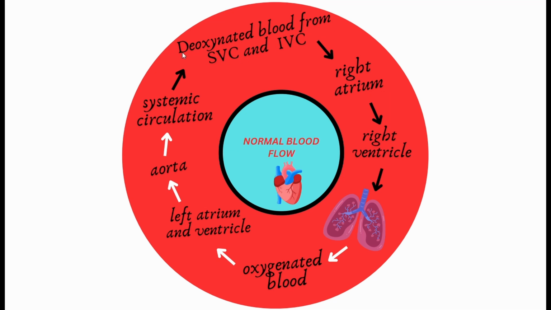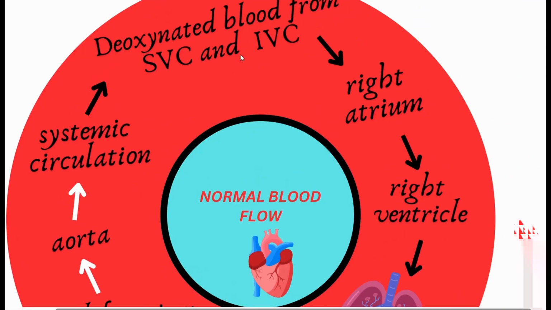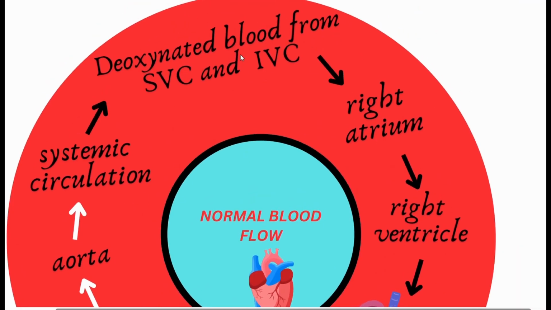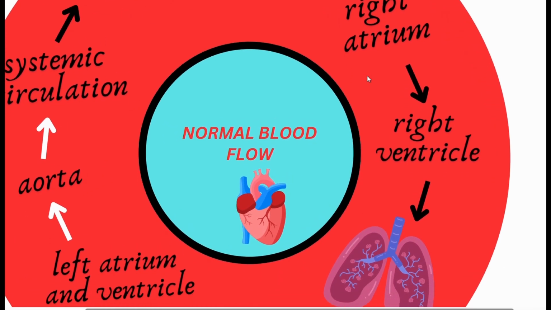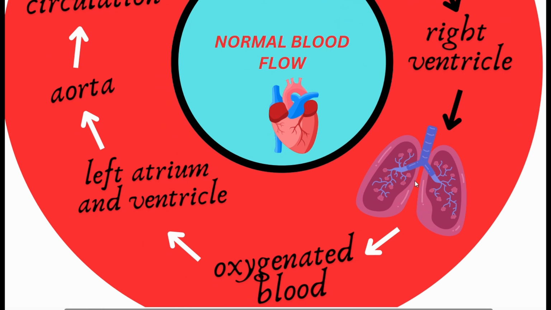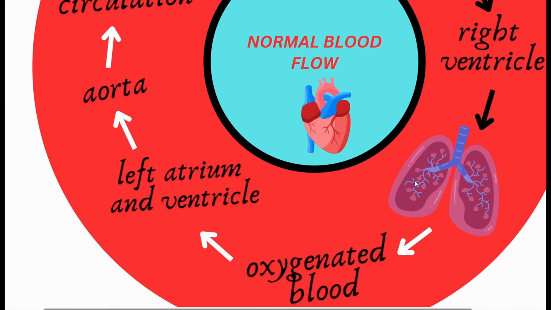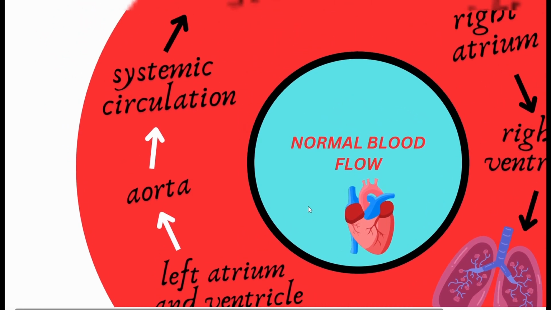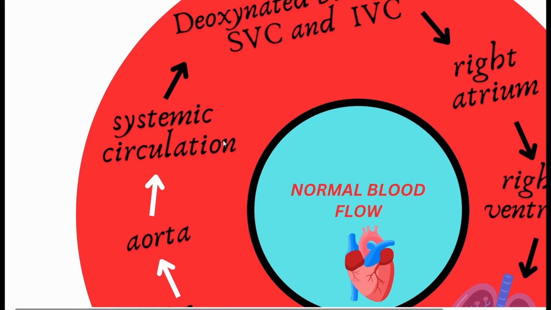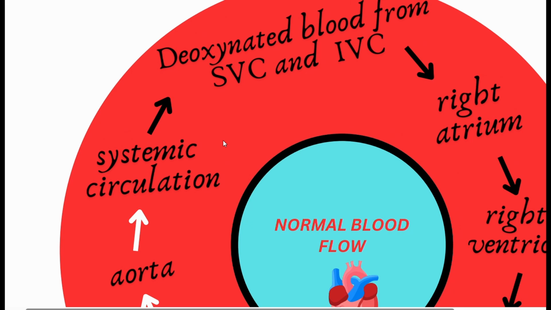Deoxygenated blood from the superior vena cava and inferior vena cava goes to the right atrium, and from the right atrium it enters the ventricle, and from there it enters the lungs. In the lungs it gets purified and becomes oxygenated blood, and from there it enters the left atrium, and through the ventricle it enters the aorta and goes to the different organs, like systemic circulation. So this is the normal circulatory system that takes place in our body.